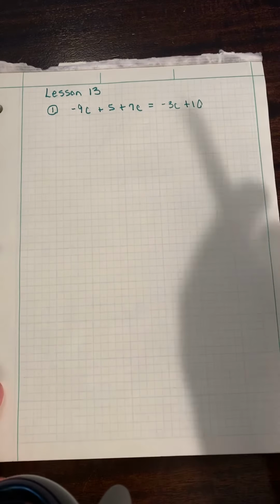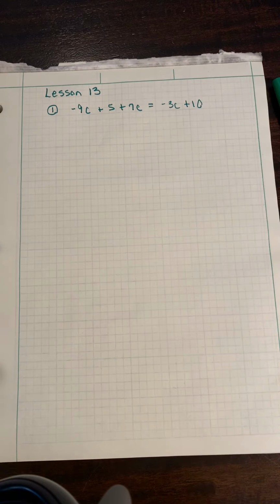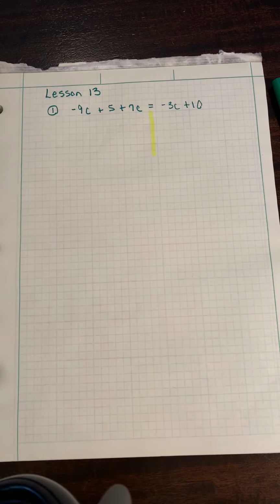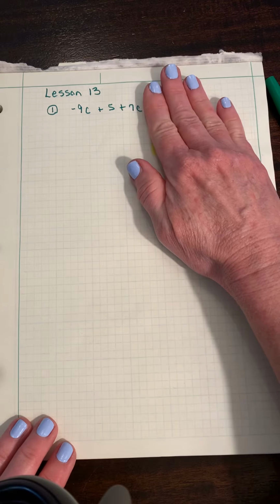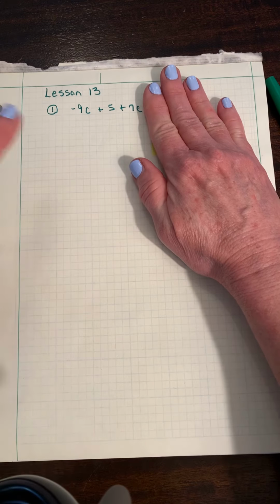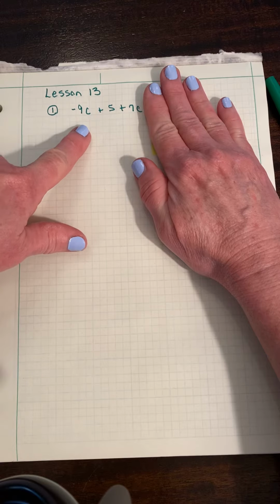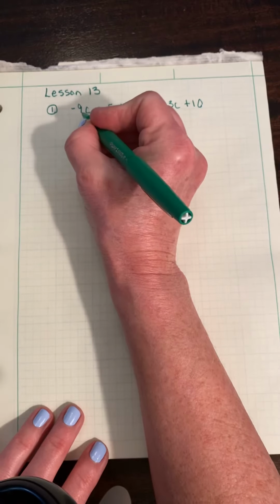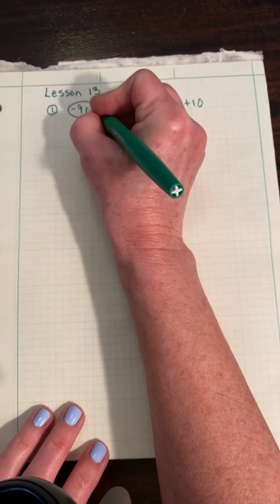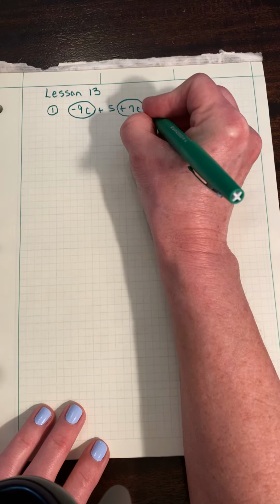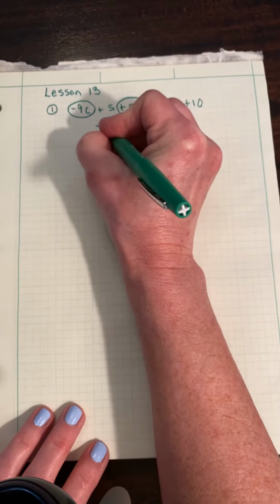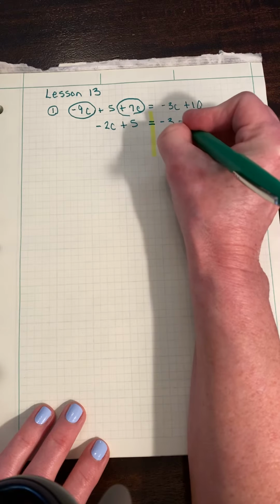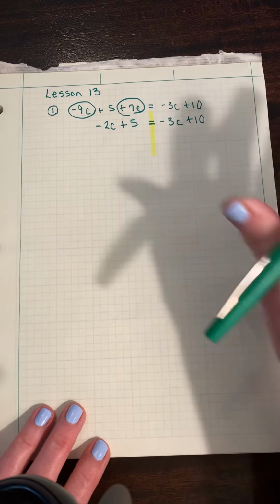Now remember from our last video, let's draw a boundary line here separating the two sides of the equal sign. If we have like terms on one side of the equal sign, we can combine them. For example, here we have the negative 9c and the 7c, so we need to do that first. So we combine negative 9c and positive 7c, we get negative 2c plus 5 equals negative 3c plus 10. So that's all we can clean up right now.